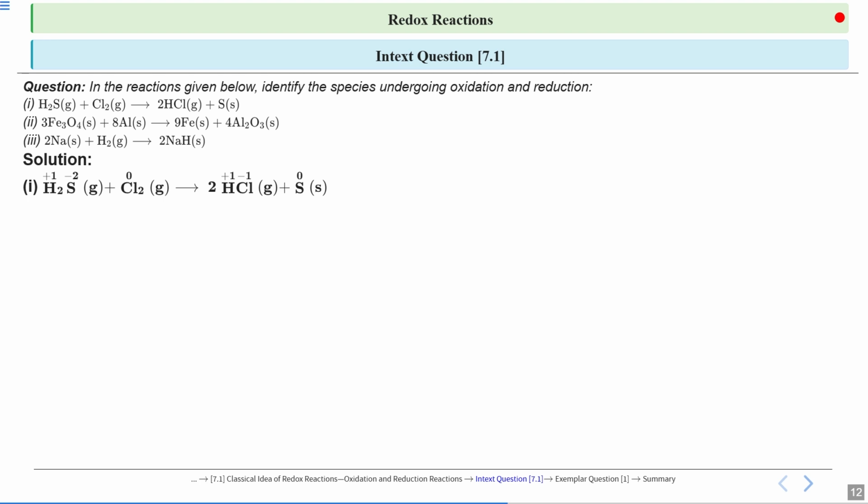So in this particular reaction, hydrogen is present in the +1 oxidation state in the reactant and in the product also, while sulfur is present in -2 in the reactant and in 0 in the product, while chlorine is present in 0 oxidation state in the reactant and in -1 in the product.